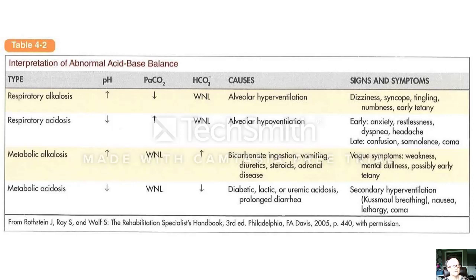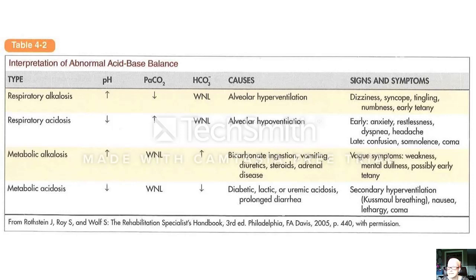Causes. What causes respiratory alkalosis is alveolar hyperventilation. Increased pH. Acidosis is hypoventilation, decreased pH. The signs and symptoms of respiratory alkalosis are dizziness, syncope, tingling, numbness, early tetany. With respiratory acidosis, early signs are anxiety, restlessness, dyspnea, and headache.